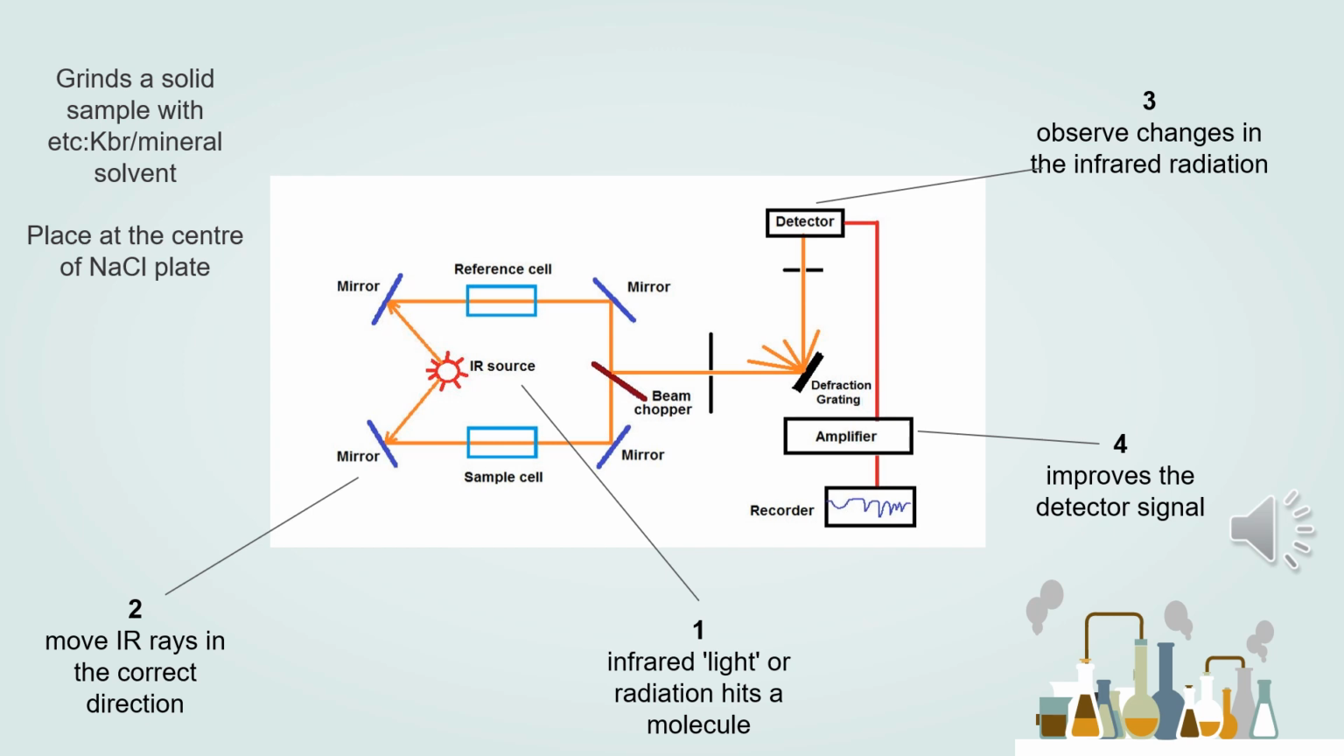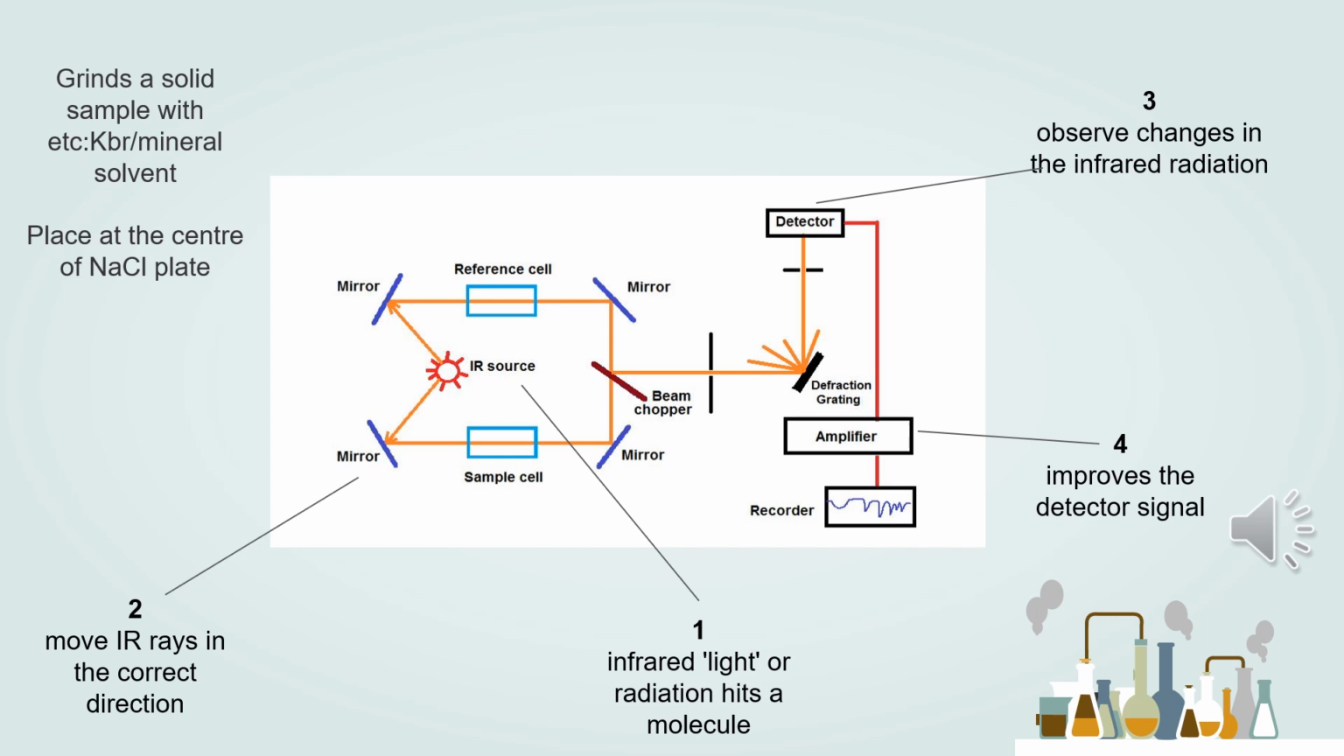After we put the sample into the spectrometer, the infrared light or radiation hits a molecule. When infrared light or radiation hits a molecule, the bonds in the molecule will absorb the energy of the infrared and respond by vibrating. Commonly, scientists will call it by different types of vibration: bending, stretching, rocking, or scissoring.